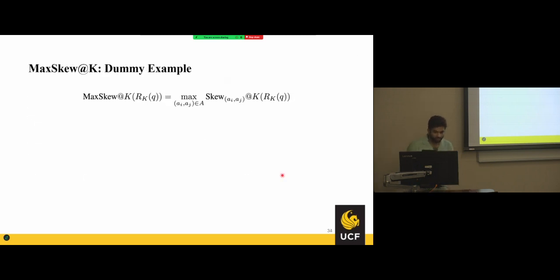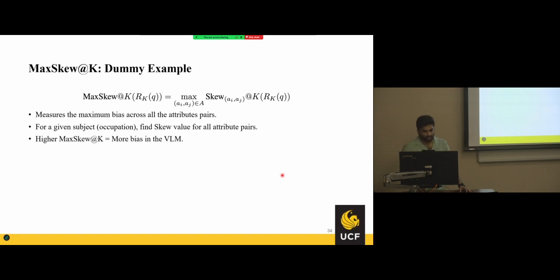MaxQ is going over all the sets of attribute pairs for a given occupation and getting the maximum value of skew, which would conclude that this is the highest amount of bias that the model can go up to. The higher the MaxQ value, the more bias there is within the model.